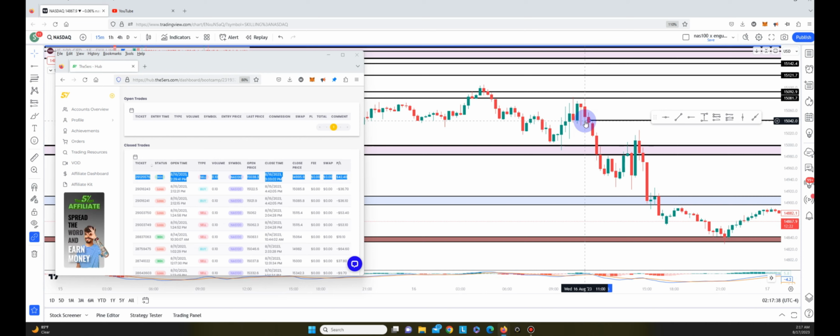And then when this one started to push down and it didn't come back and touch this range, it was basically a good entry. And I could have actually held this trade a bit longer from what we're seeing here.